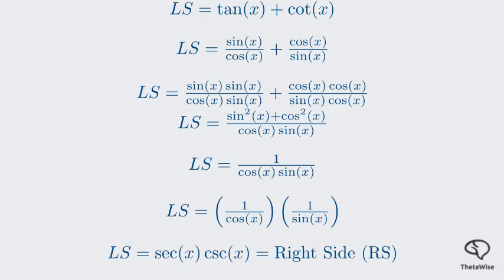This is exactly the right side of our original identity. We have successfully verified the identity. We started with one side and, through a series of logical steps using known identities, transformed it into the other side. You are now able to use reciprocal, quotient, and Pythagorean identities to verify other trigonometric identities.